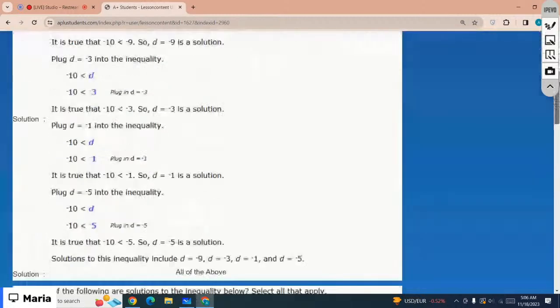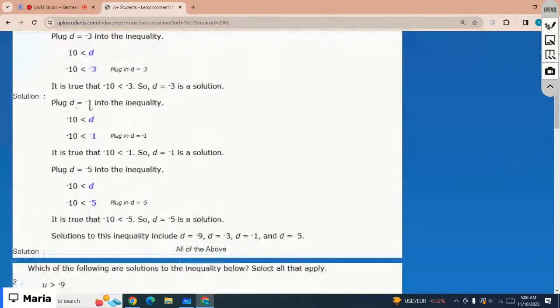The next one given is d equals -1. So -10 is less than -1. Yes, it is. So -1 is also a solution. That means all of them, d equals -3, -9, or -5, they all are greater than -10, right? Means they all are the correct options. Let's start with the test questions.